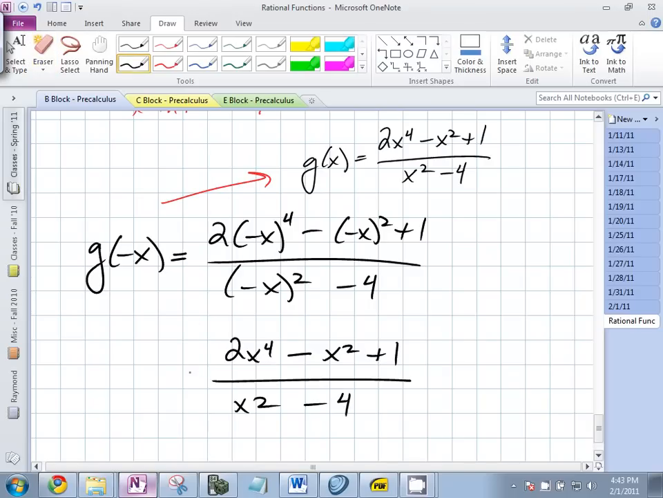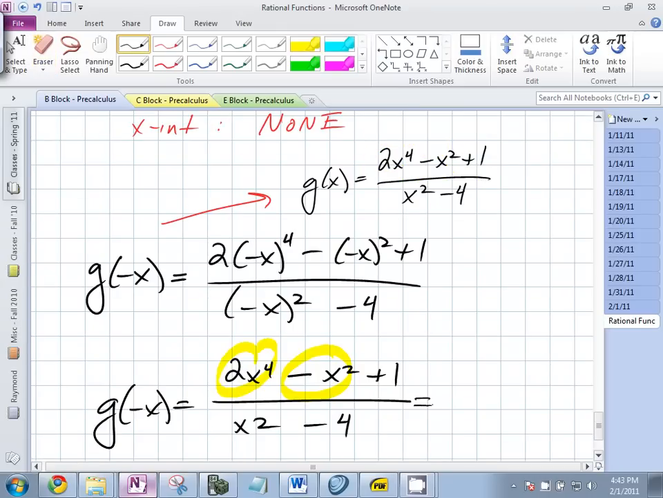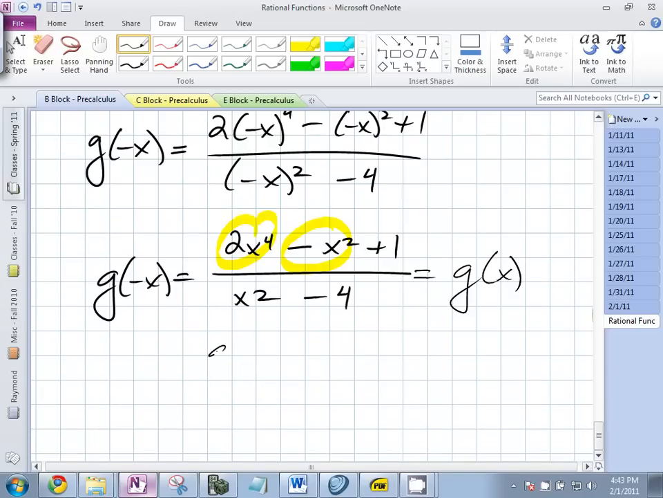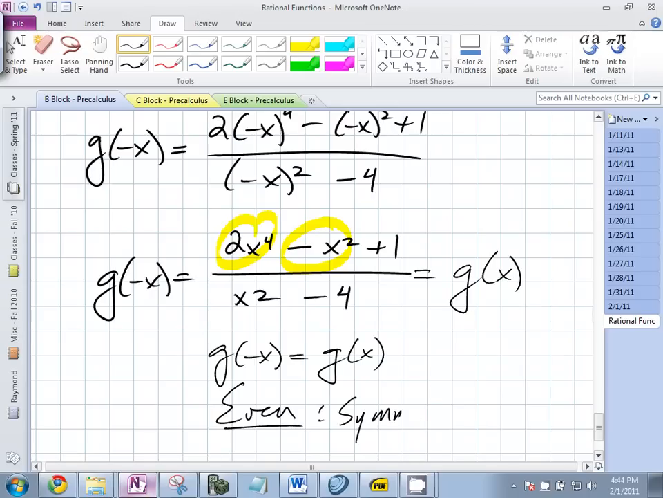Now what's happened here? Let's take a look. So now we know that g of negative x is equal to this, and what does that look like? Well, this is the same, this is the same. Well, it looks like nothing has changed. In fact, nothing has changed, so what does this equal? g of x. So what does that mean? We've shown that g of negative x is equal to g of x, so this function is even, which means it's symmetric over the y-axis. So those are the first 3 steps.